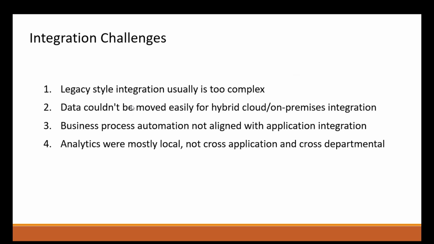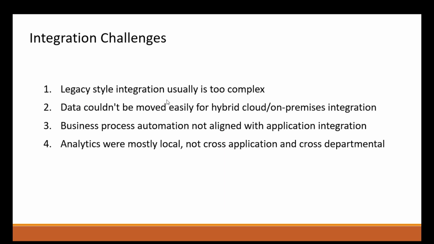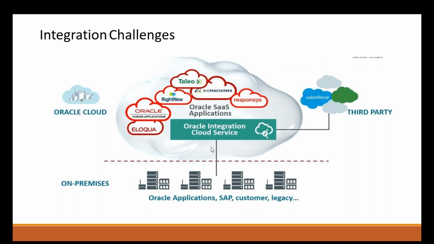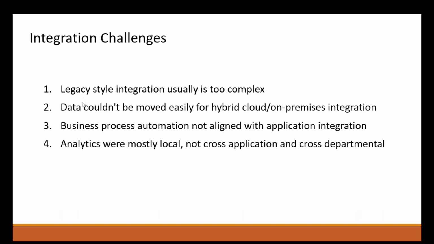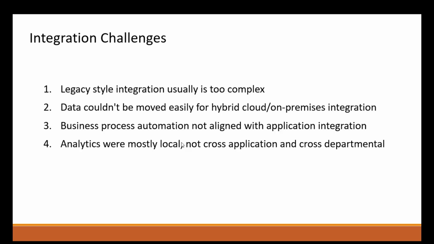So we have just discussed what the integration challenges are, right? We have discussed that legacy integration is always too complex. So earlier, when you had your Oracle on-premise environment or EBS environment, you always used to have a point-to-point integration. But here, there is no capability of doing a point-to-point integration because some of the applications are relying on the cloud and some of the applications are relying on the on-premise environment. So that cannot be done right now. So that needs to be addressed. So here, data cannot be moved from a hybrid environment. Hybrid environment is nothing but your application environment is on cloud and on-premise.